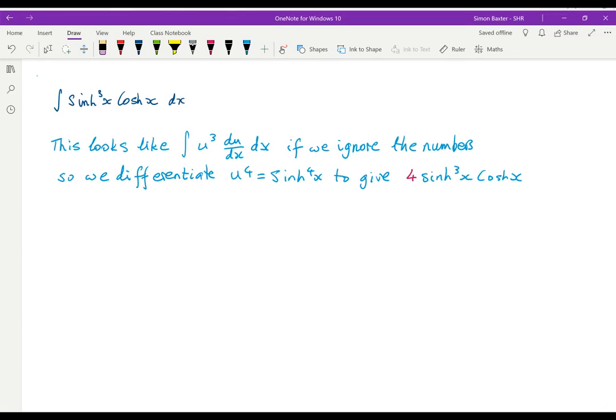And so we differentiate u to the 4, which is sine to the 4 x. This gives us 4 sine cubed x cos x, which is 4 times what we want. Therefore, our integral is equal to 1/4 of sine to the 4 x plus c.